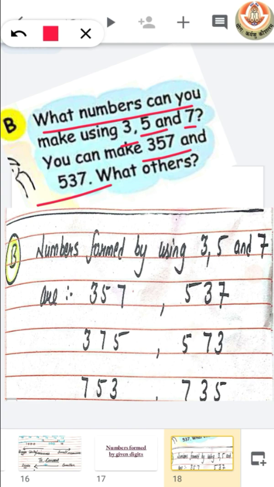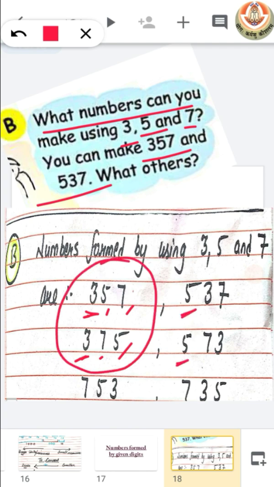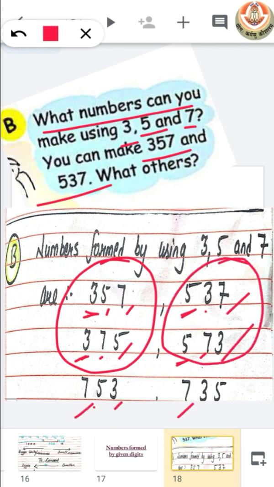So when we write 3 first, then 5 and then 7. Similarly, we can write when we put 3 first, then 7 second, then 5. Now, when we put 5 first, we put 3 second and then 7 third. Similarly, when 7 is second, 3 will be in third place. And then we can make two more numbers by putting 7 in first place and then 5 and 3 in alternate places.